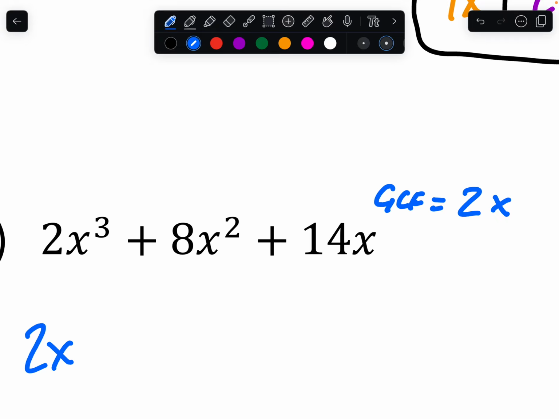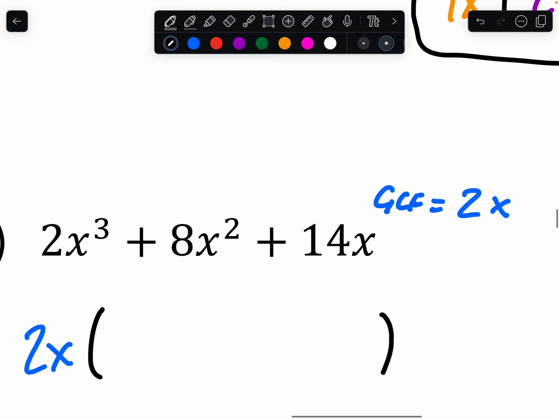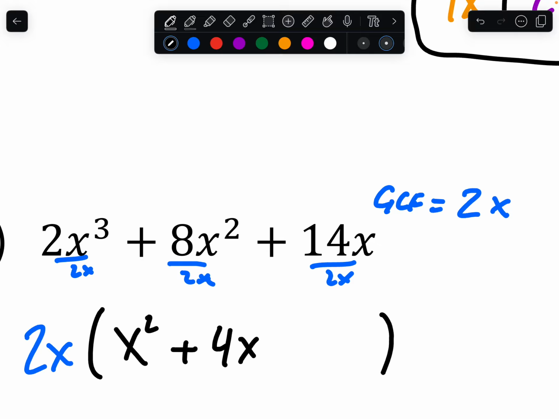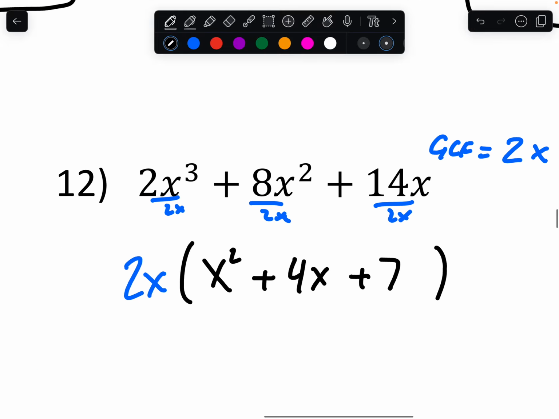So GCF goes on the outside of the parentheses. Again, if I need to do it this way, if that helps, the 2's would cancel, and then 3 x's, take away 1 x, will just leave me with 2 x's, so x squared. 8 divided by 2 is 4, and x squared divided by x is x, so 4x. And 14 divided by 2 is 7, positive 7, and x's cancel each other, so that's it. Again, I want to look in here and say, do they still have something in common? And they don't. So I know I did everything I could.